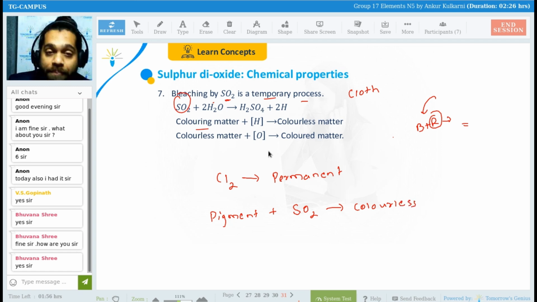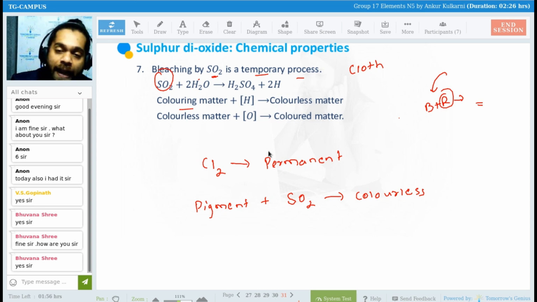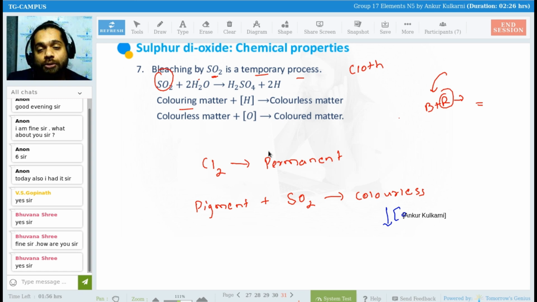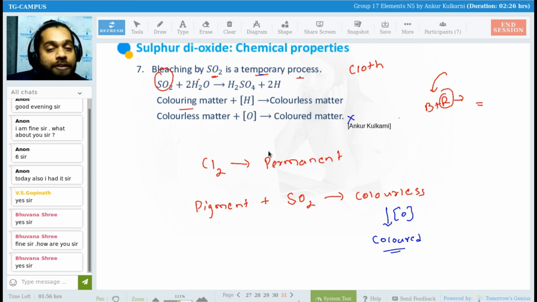Now why are we calling it a temporary process? Because as soon as we again introduce it to oxygen or oxidation or even the atmosphere, the color starts fading. Okay, it again starts converting into colored matter. Again some color comes on it, and that's why we call it a temporary process. But this step does not happen in chlorine. In chlorine the color is permanently gone.